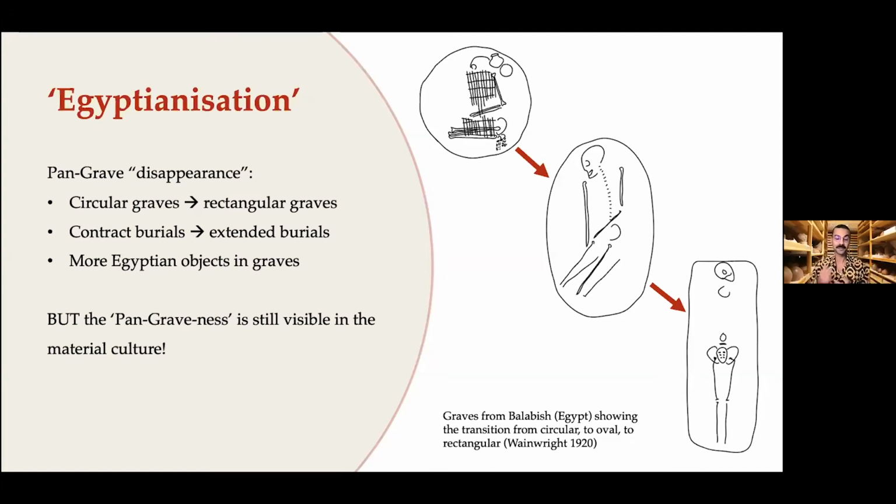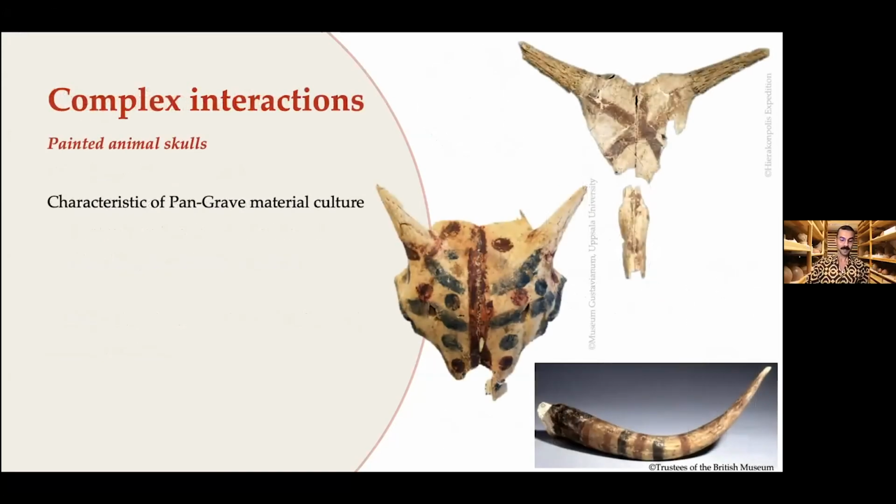And it's not just graves and burials that show these complex exchanges, but it's also manifest in the objects themselves. Some of the best examples of these are these evocative and enigmatic painted animal skulls that we saw earlier. But before we go on, just a quick reminder what these objects are. They are skulls and frontal bones of livestock animals with painted decoration.